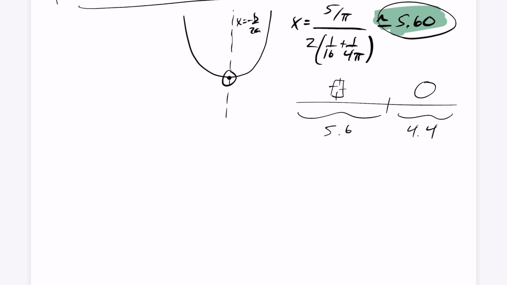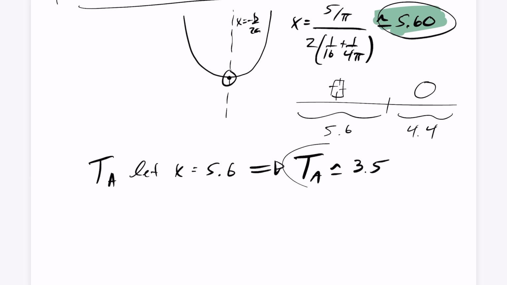And make that out of a, turn that into a square, turn that into a circle, that'll yield minimal total area. Just to illustrate what that total area would be, if I go ahead and go to my total area function and I let x be 5.6, you end up getting that your total area comes out to be approximately 3.5.